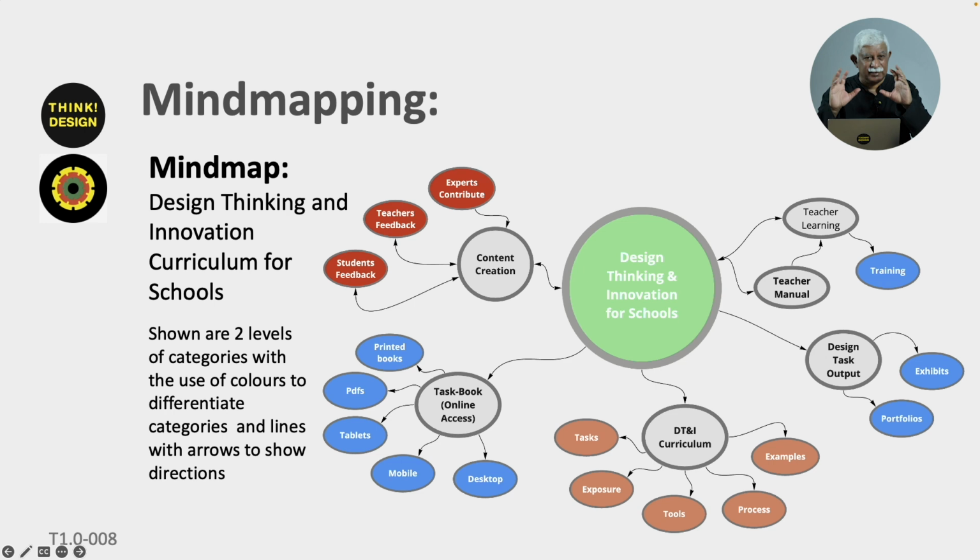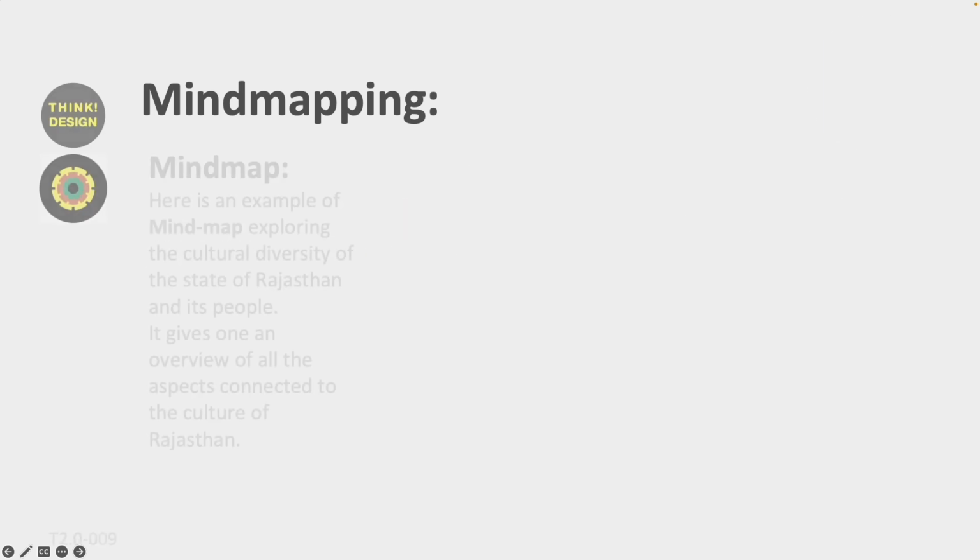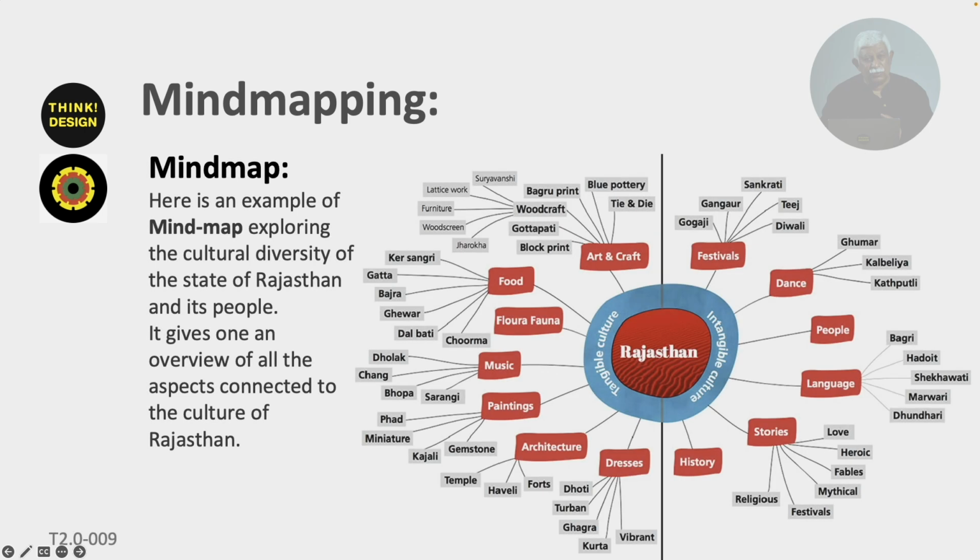Okay, so this is a very simple mind map. Okay, it tells a lot about the course on design thinking and innovation for schools. It shows all the components of the system. Okay, so this is useful, right? Let's look at another one.